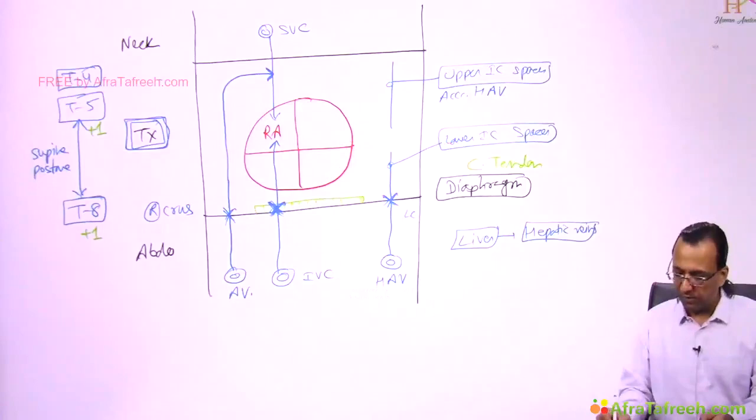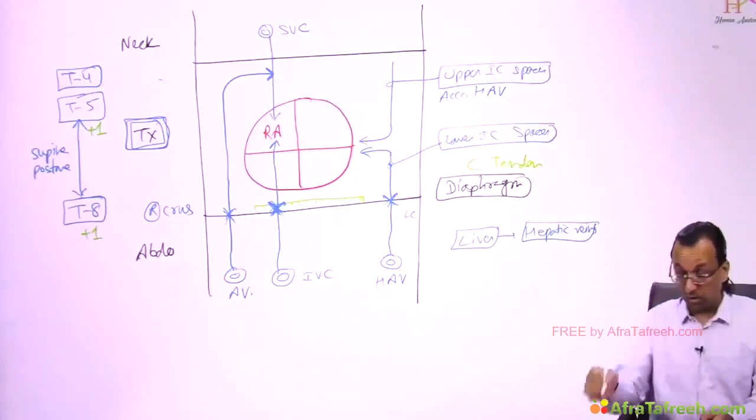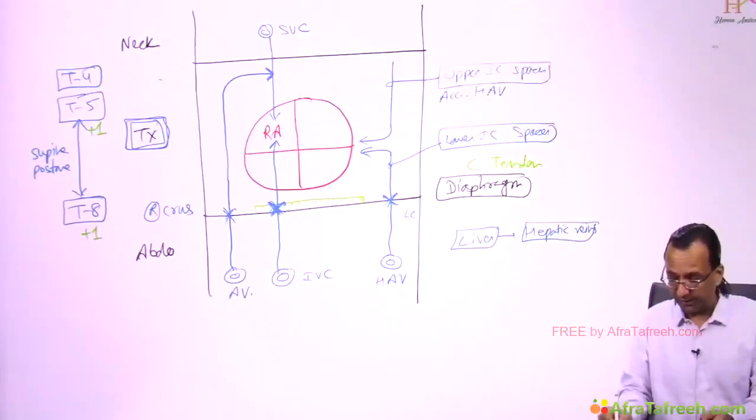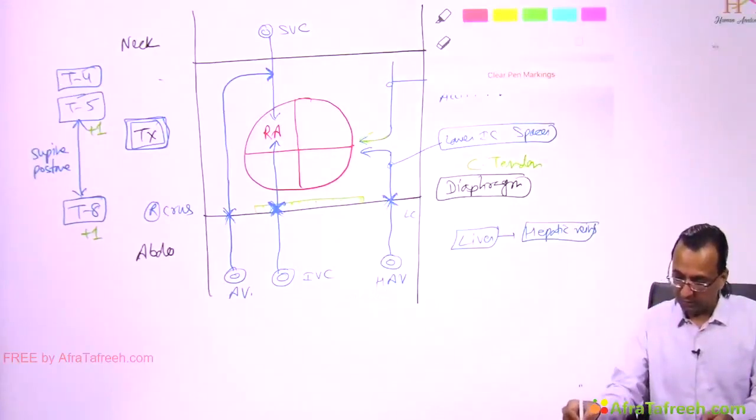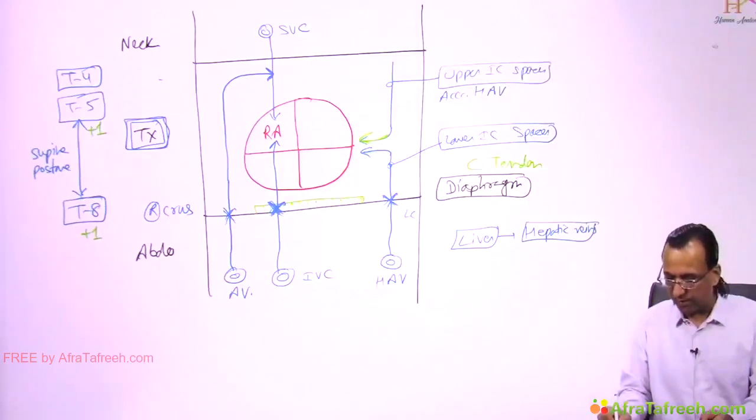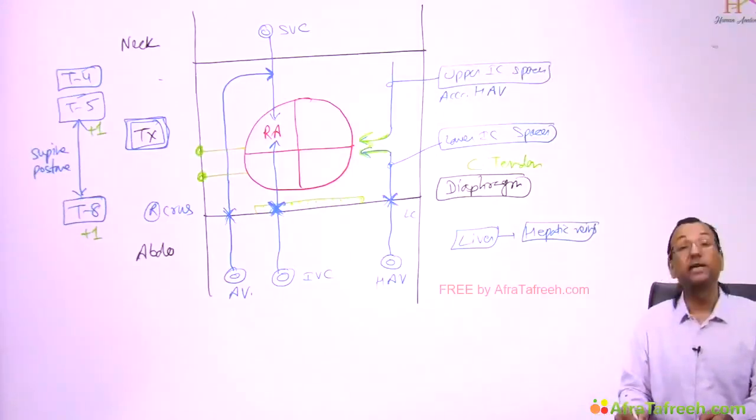See, both of them will turn to the right side and go behind the heart. Now they are going behind the heart. Let me use some other color. So they were passing behind the heart, and what do they do after that? After that, they will drain into the azygous vein.